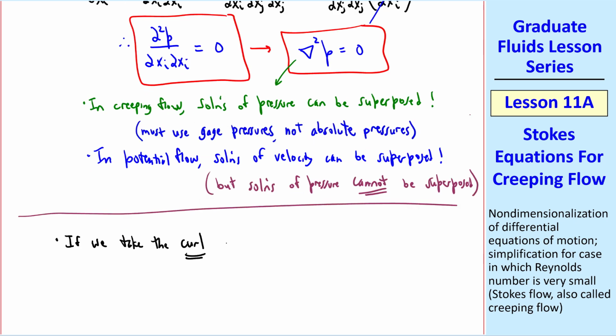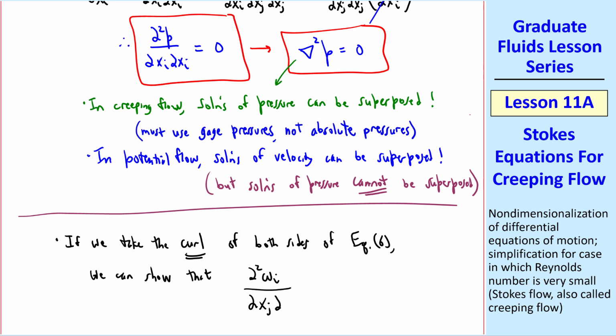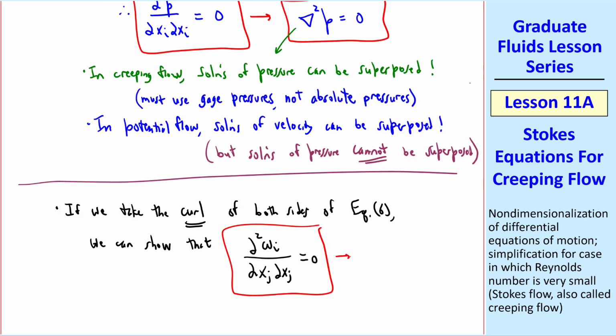If we take the curl of both sides of our equation 6, the Navier-Stokes equation simplified for creeping flow, we can show that ∂²ωi/∂xj∂xj is 0, or in vector form, the Laplacian of vorticity omega is 0. This is another interesting outcome of the creeping flow equations.